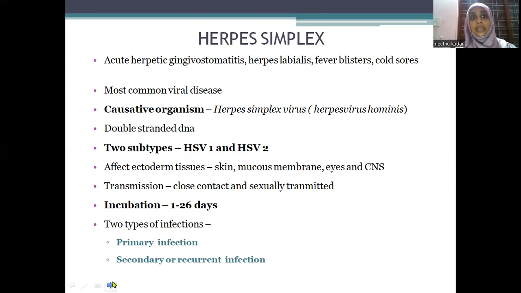Simplex infections include herpes labialis. It's also called fever blisters or cold sores. It is a common viral disease. The incubation period of herpes simplex virus is 1 to 26 days. It has two types of infection. The first one is a primary infection. The next one is a secondary or recurrent infection.